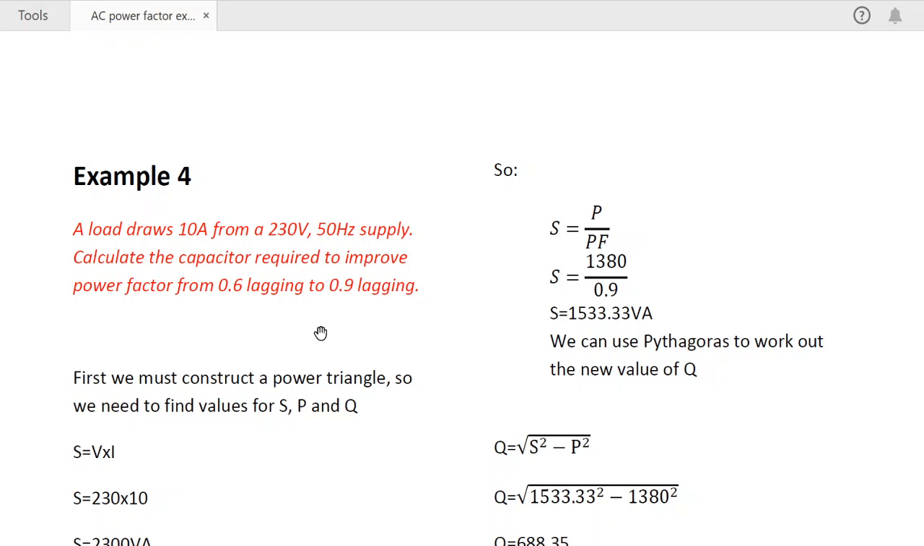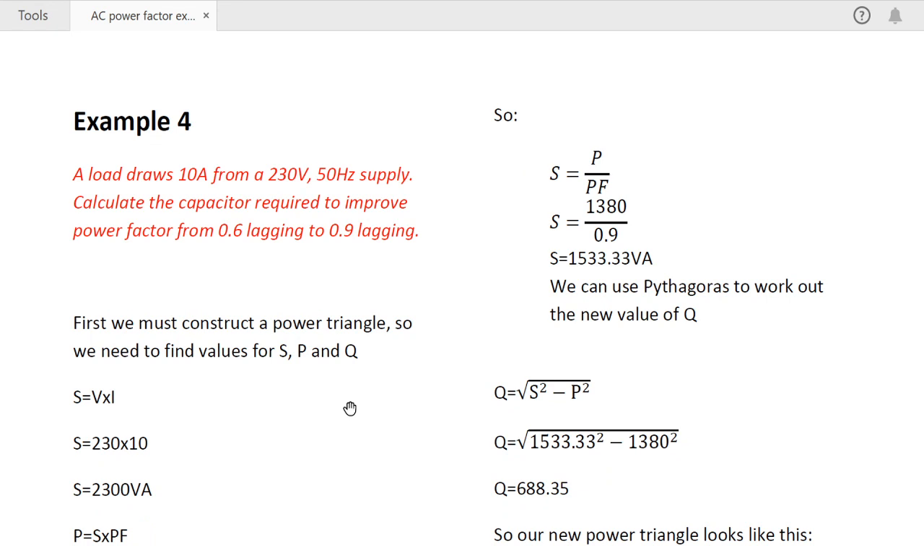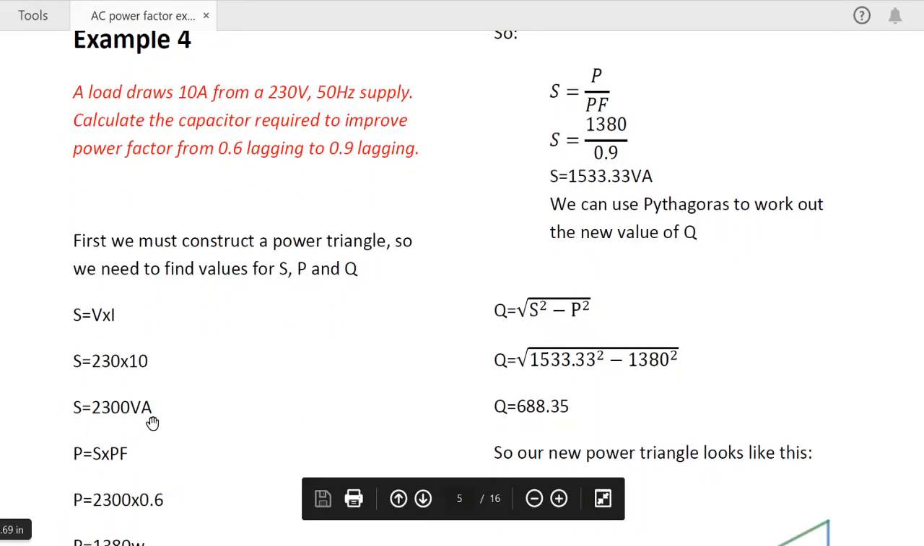We're going to have to figure out what the capacitor is going to be. The first thing we're going to need to do is construct a power triangle. So we need to find the values for S, P, and Q: apparent power, true power, and reactive power. S is easy because S is our total apparent power, so that's just going to be total voltage times total current. V times I, 230 times 10, 2,300 volt amps.